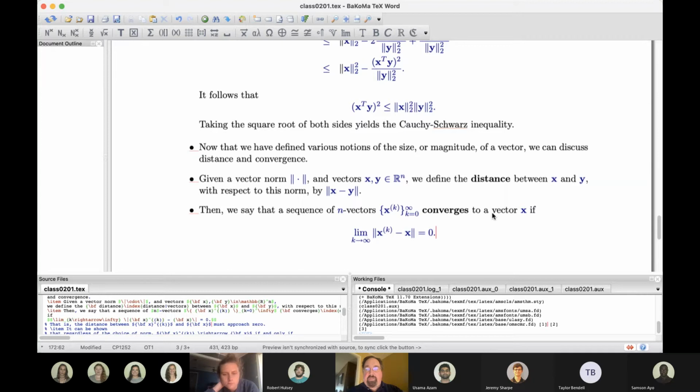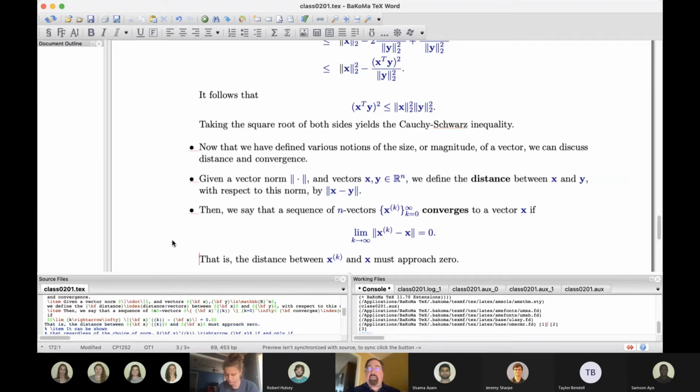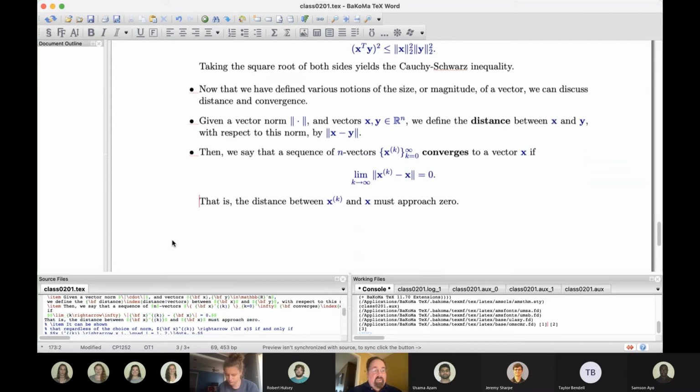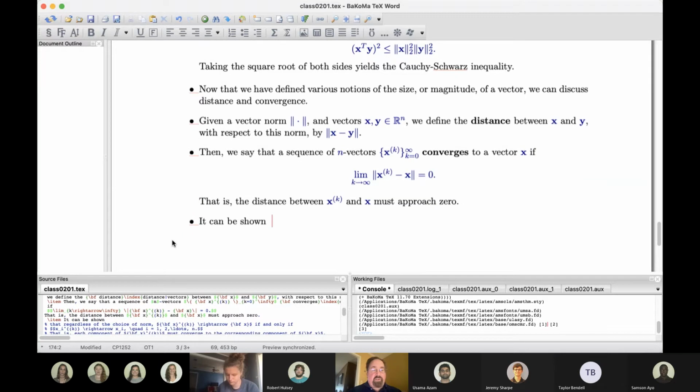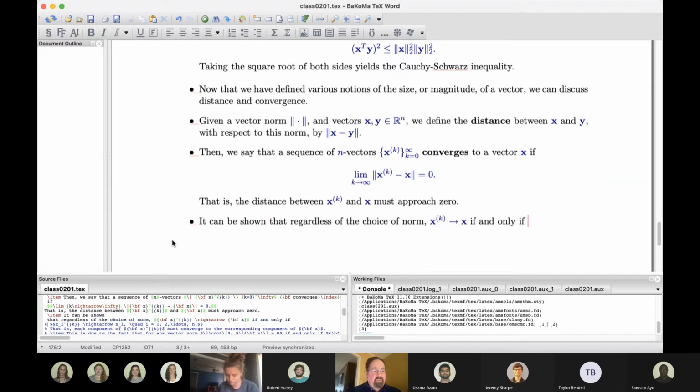If so, it converges to a limit x if the distance between xk and x, which is now just a number, goes to zero. We know how to define limits of numbers, so that limit must be 0. Now, it doesn't matter what norm we're using to define convergence. But it turns out that if xk converges to x in whatever vector norm, each individual component of xk must converge to the corresponding component of its limit x. So convergence happens for vectors as a whole and component-wise.